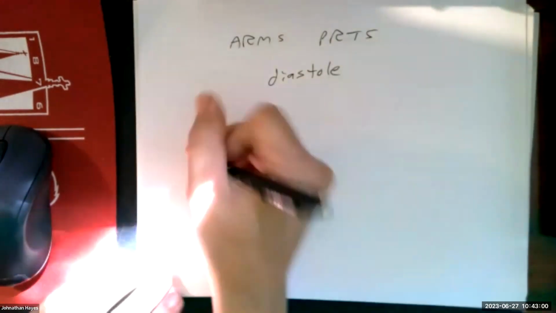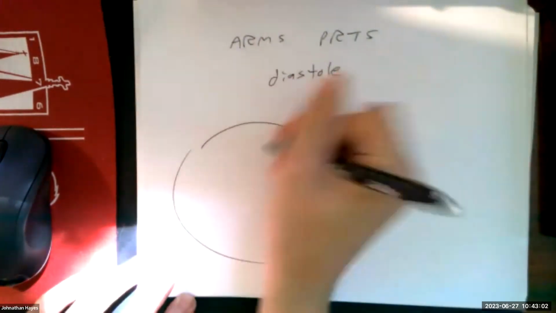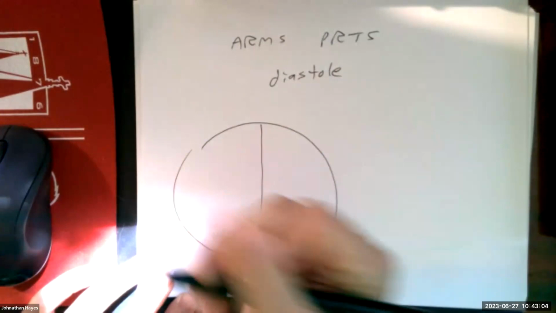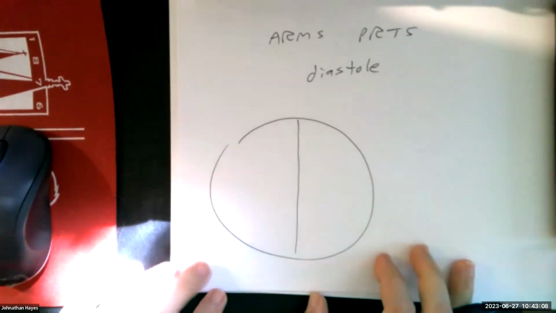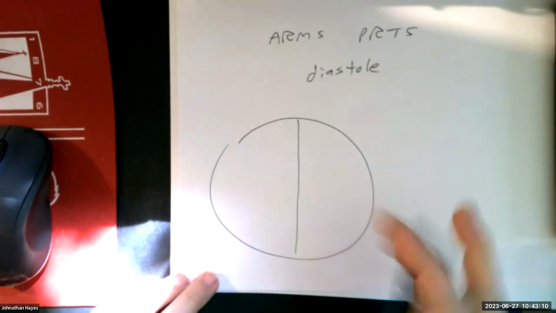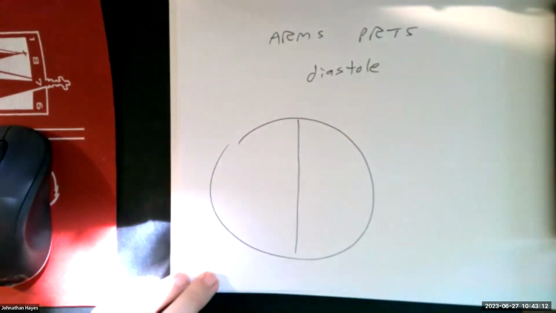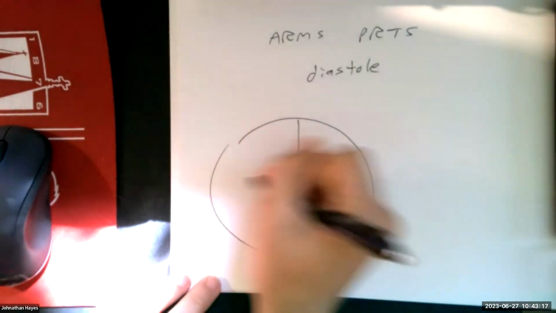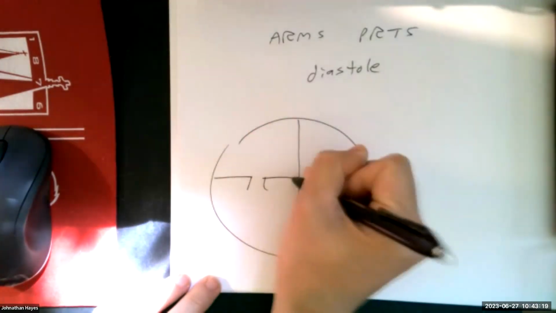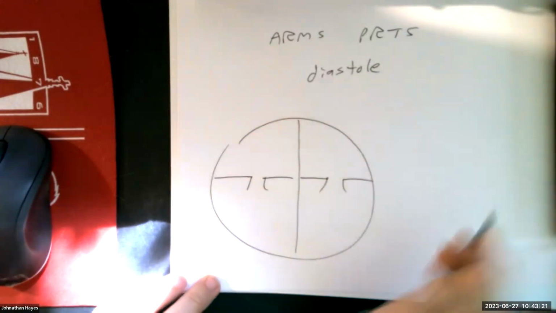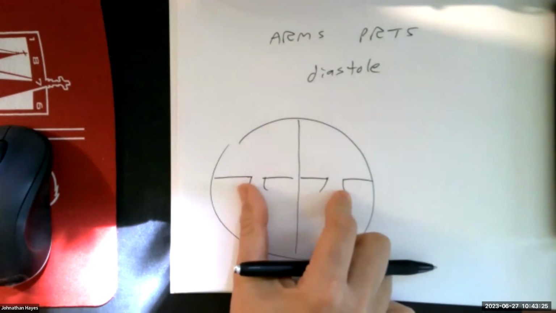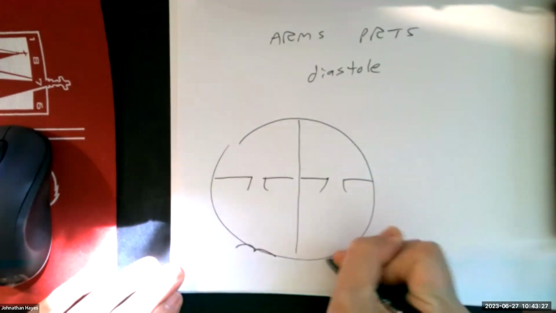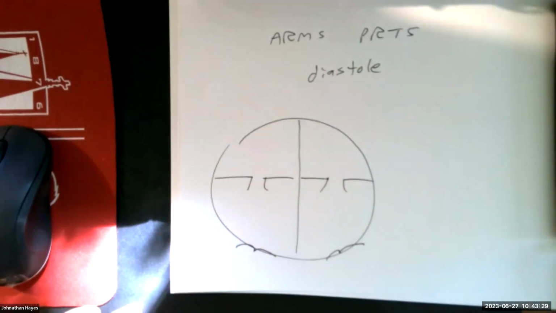So again, let's look at diastole. Which position should these valves be in? Well, if I'm trying to refill the ventricles, then these valves need to be open. These valves need to be closed, right?